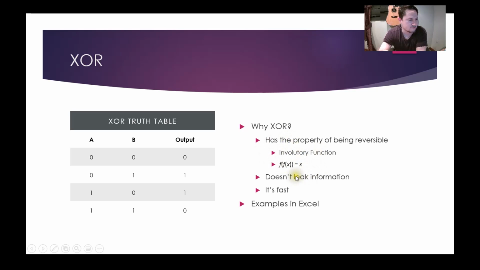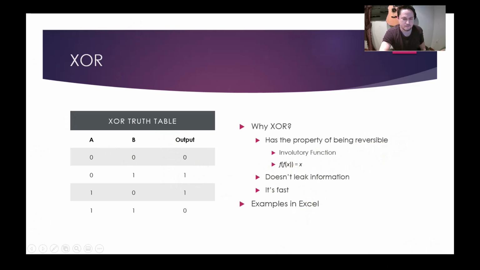Another interesting characteristic of exclusive OR that makes it useful for encryption is that it's an involutory function, which is a fancy way of saying you can reverse it. Mathematically, it's represented by this little function here, where f of x equals x. So in other words, if we take the output of the function and feed it back into the function, we will get the original input. And it's really fast. It's heavily optimized for machine code.